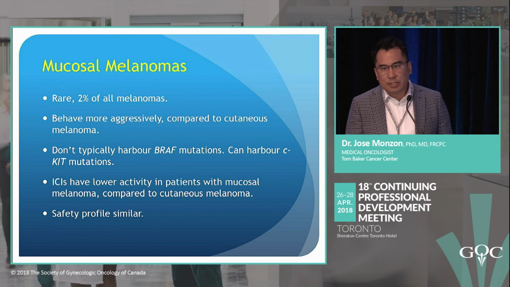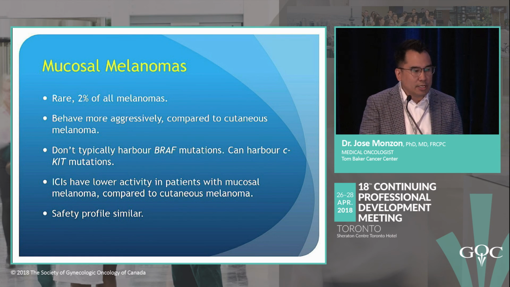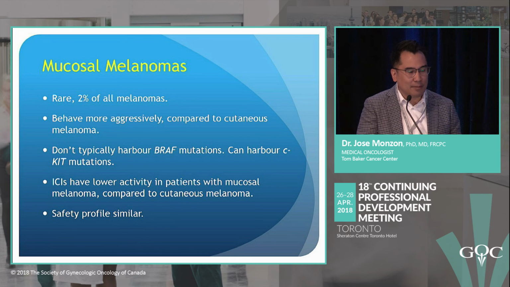But mucosal melanomas, as you know, I'm sure all of you have seen at least a few cases, but they're quite rare, 2% of all melanomas. They typically behave more aggressively, stage per stage, compared to cutaneous melanomas. They don't have the same molecular changes because they very rarely harbor BRAF mutations, but can harbor c-KIT mutations. Immune checkpoint inhibitors have lower activity in patients with mucosal melanoma compared to their cutaneous counterparts, but the safety profile and tolerability of the immune checkpoint inhibitors is exactly the same.